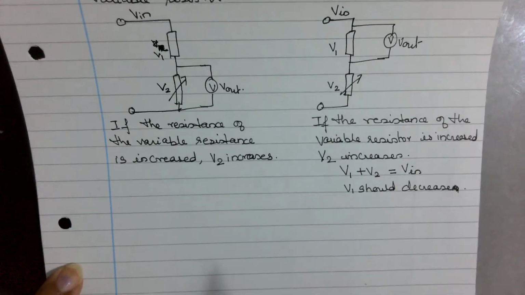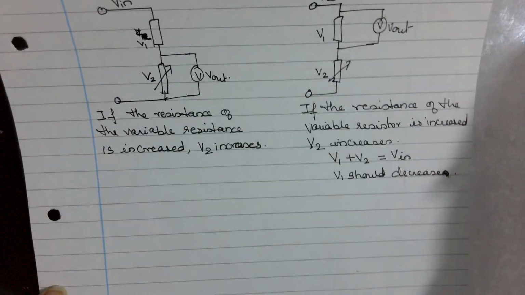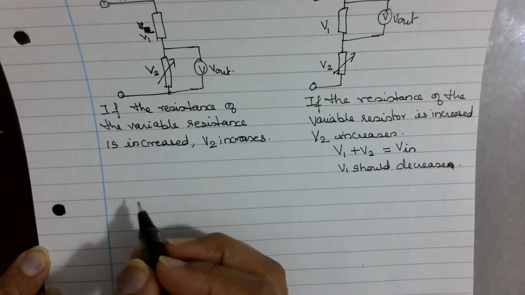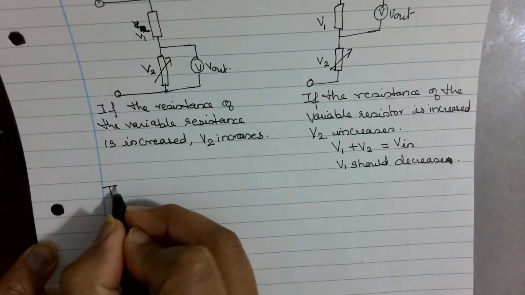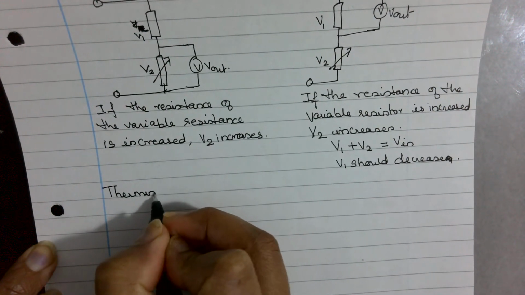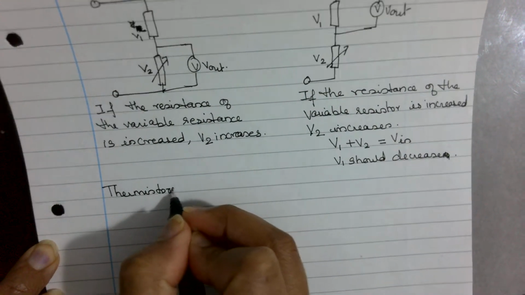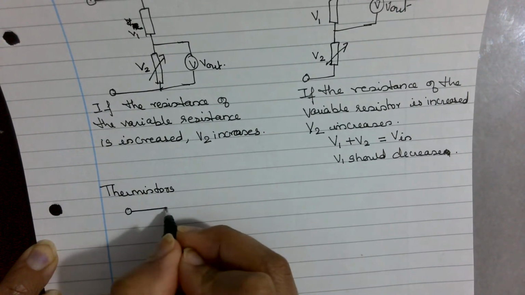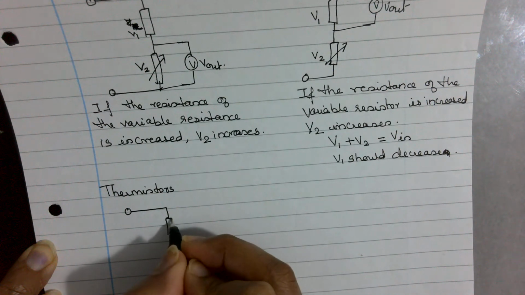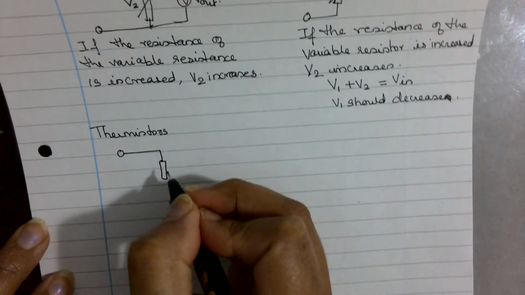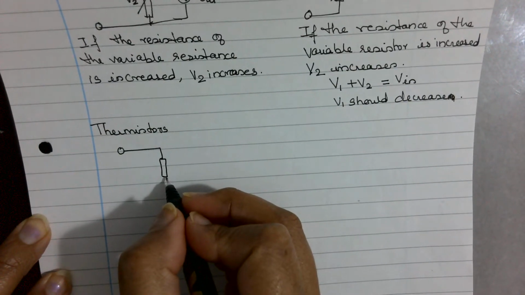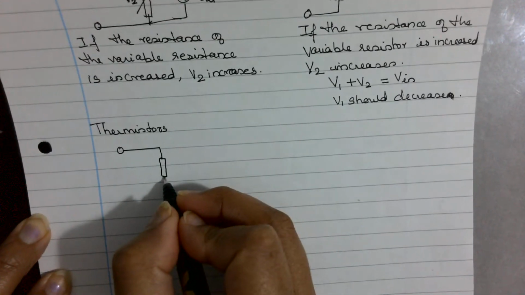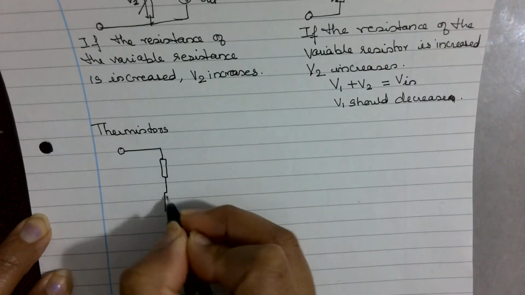Okay, we have something very similar with thermistors also. Thermistors and LDRs, all of them actually act very similar. So the thermistors also, we can connect in two ways. First, I'm going to show how I connected the first part of the variable resistance.